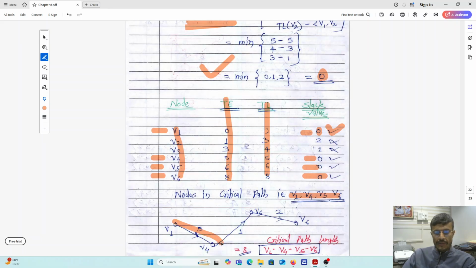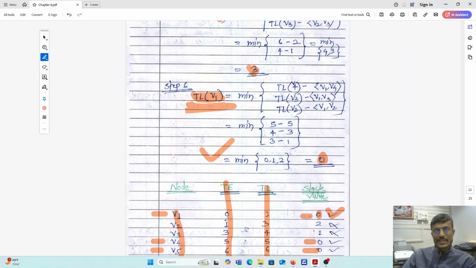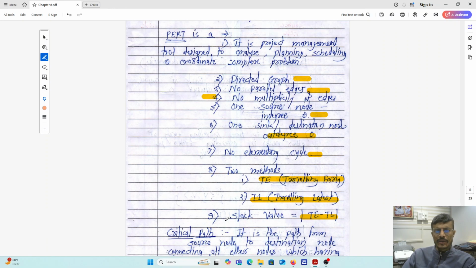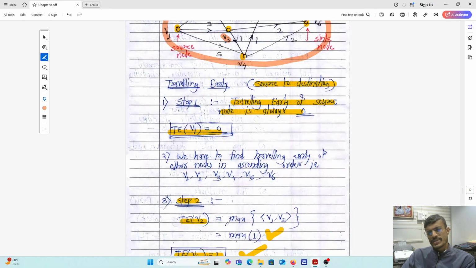That is the critical path: V1 to V4, V4 to V6 via V5. You have to mention this in the examination as given in the given PERT. The critical path is V1 to V4, V4 to V5, V5 to V6, and its length equals 8. So that's all for CPM and PERT. Very important, it will be asked in the university examination.